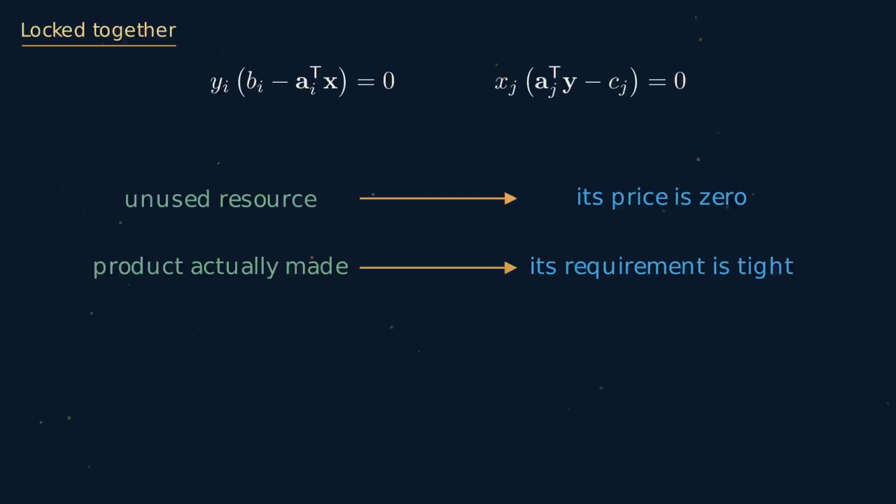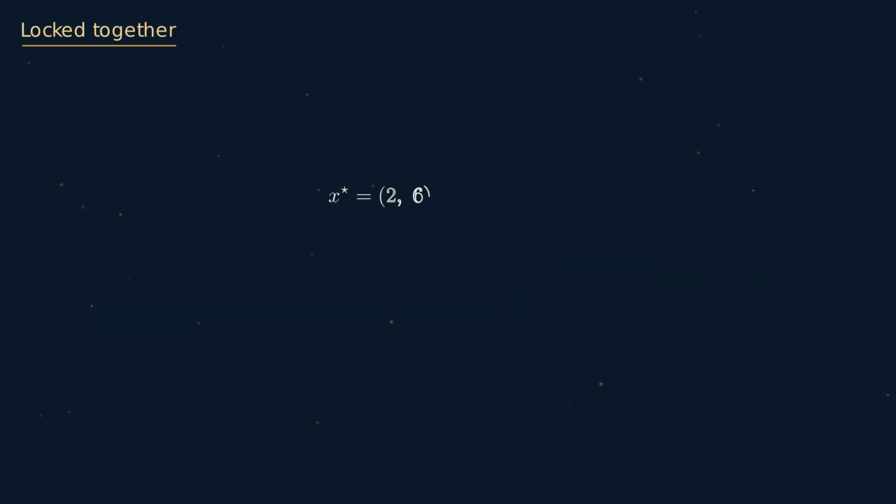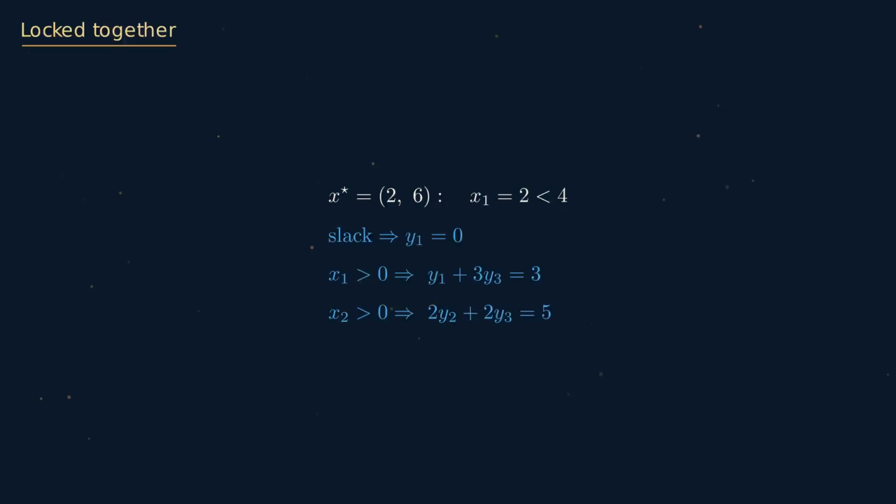That rigidity is strong enough to reconstruct one solution from the other. Watch it work. At the maker's optimum, the first resource is not exhausted, 2 units are spare, so the first price collapses to 0 straight away. Both products are being made, so both requirements are equalities, not inequalities. 2 little equations, 2 unknowns left. Solve them and out come 1 and 3 halves. That is the entire dual solution, recovered from the primal alone, no second simplex run, no extra work.